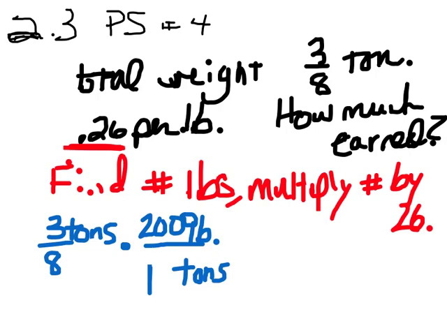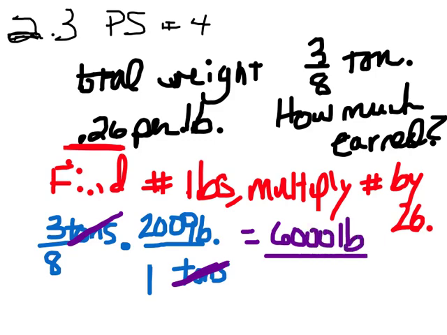So now, if I look at it, my tons are going to cancel out, and I'm going to end up with 3 times 2,000 pounds on top, which would be 6,000 pounds. And on the bottom, I end up with 8 times 1, and there's no units, so we don't have to worry about that. So really what I've got to do is take 6,000 and divide it by 8. I'm going to use a calculator for that. I get 750, and remember, that's 750 pounds.